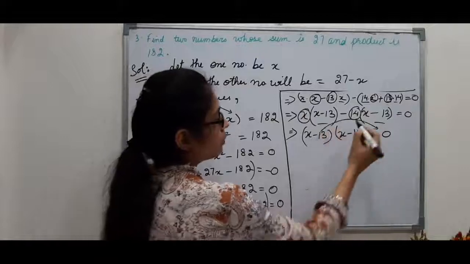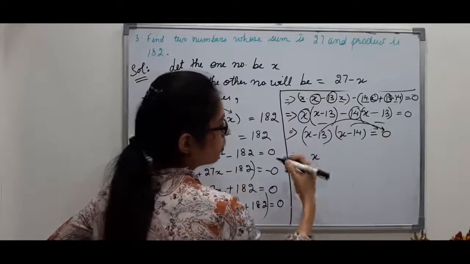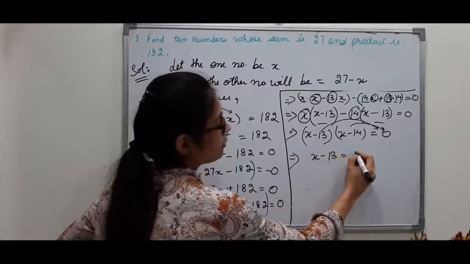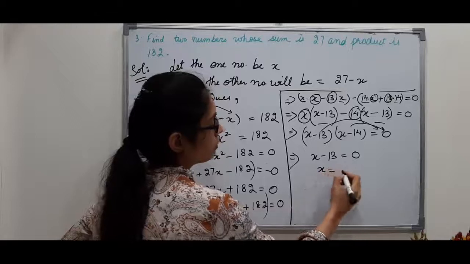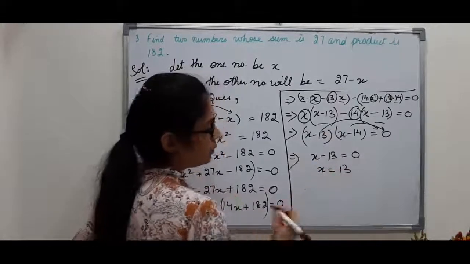Now this term is equal to 0, this term is also equal to 0, which will help us to find the values of x. x minus 13 is equal to 0, so x will be equal to minus 13, we will shift to the other side, it will be changed to plus 13.